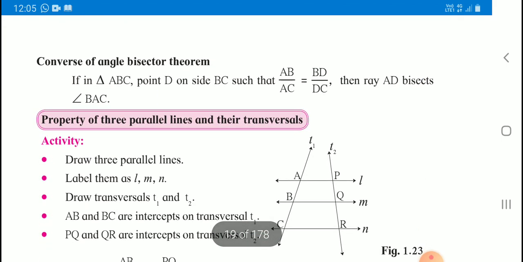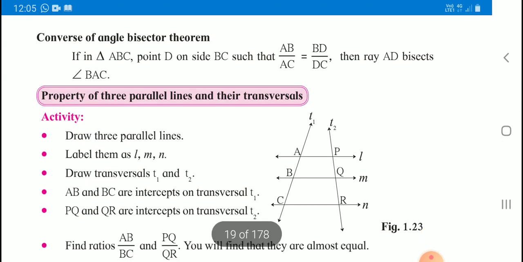Now we will see just the converse of the angle bisector theorem, that is, if in triangle ABC, point D is on side BC such that AB upon AC is equal to BD upon DC, then ray AD bisects angle BAC.